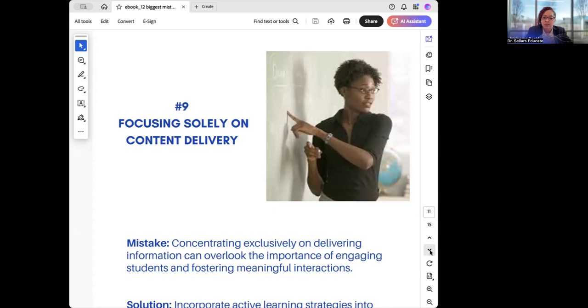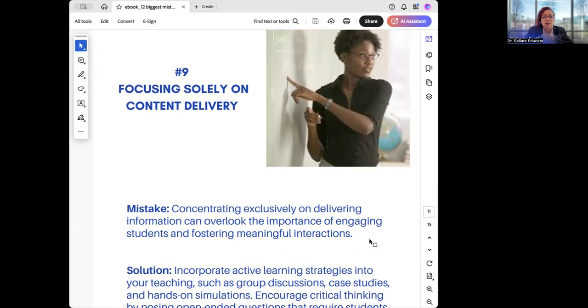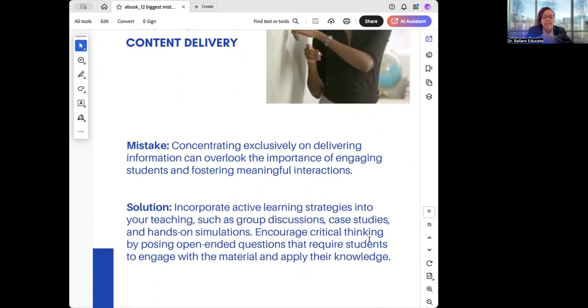We started talking about the resource that you're going to use for a reason, and that is related to curriculum. We want to make sure we're aligning our curriculum with our learning objectives and integrating innovative teaching strategies to keep our students engaged. So when we focus solely on content delivery, the mistake is that concentrating exclusively on delivering information is going to overlook the importance of engagement and creating those meaningful relationships with our students. So a solution is engaging strategies that are going to involve the students in the learning process.